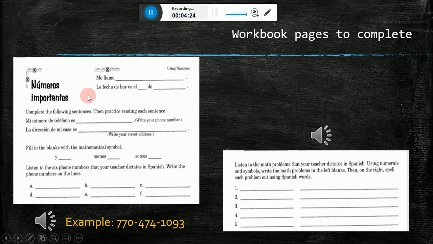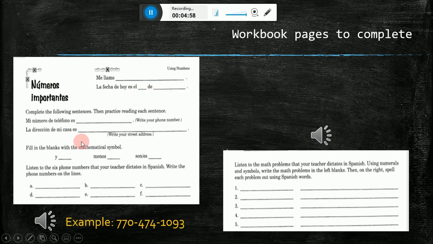And below that we have la fecha de hoy es el blank de blank, which means today's date is the, so the first blank would have the number for the date, and then of, and then the second blank would be the month. So for example, today is March 23rd. So we would say, la fecha de hoy es el 23 de marzo.